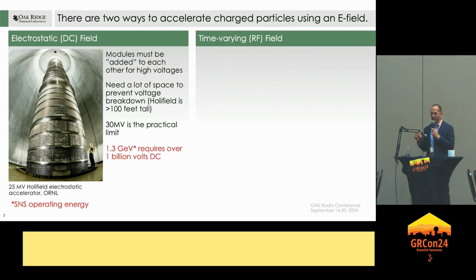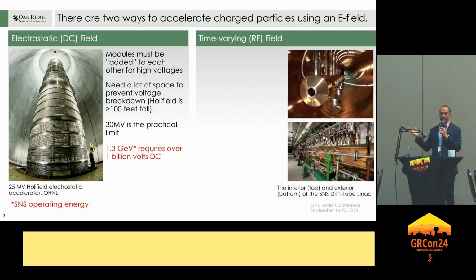To give everyone a little point of context, at SNS, the hydrogen ion that we accelerate has a final energy level of 1.3 giga electron volts. So to do that with DC, you would need 10 to the 9 volts. I mean, you can imagine that's practically impossible to do.